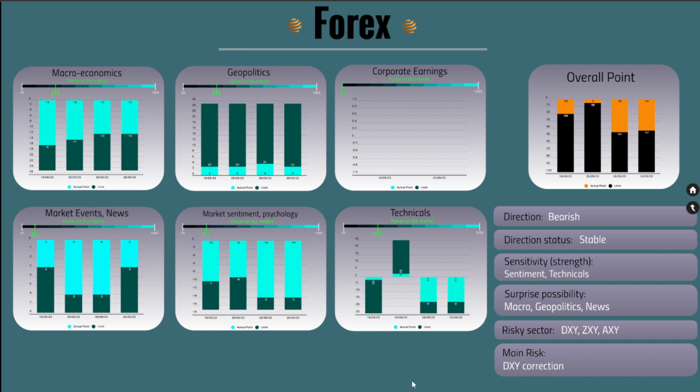The most risky sectors, or not really sectors, but assets, are the DXY because of the possible correction, the ZXY because it's consolidating, and the AXY also because it's consolidating, and that's very bad news for us. And the main risk on the forex market is the possible DXY correction. It's a risk because if somebody's stuck in buy positions and the DXY starts making some corrections to the downside, they can lose their positions very quickly if they're not careful enough and not closing the position in time.